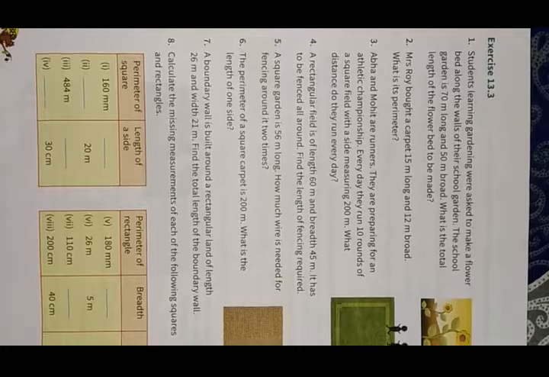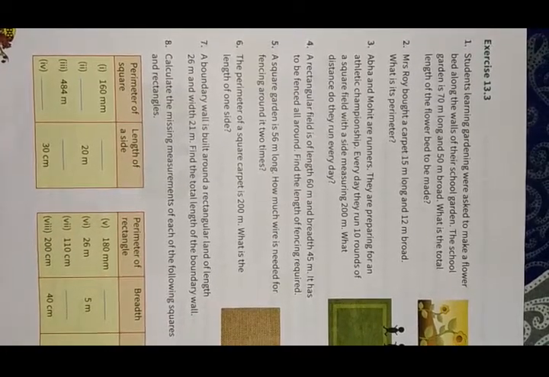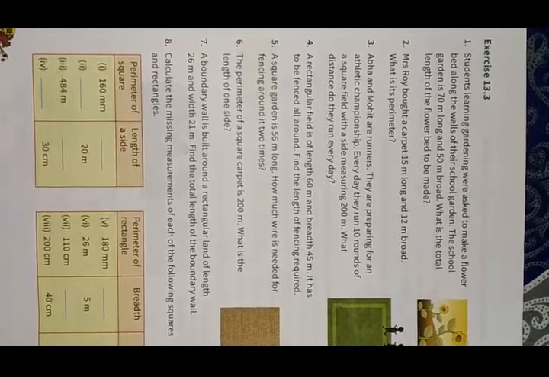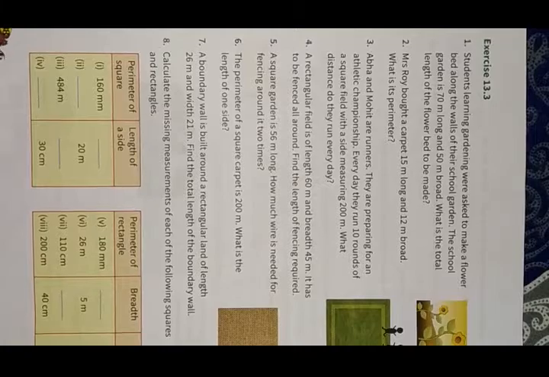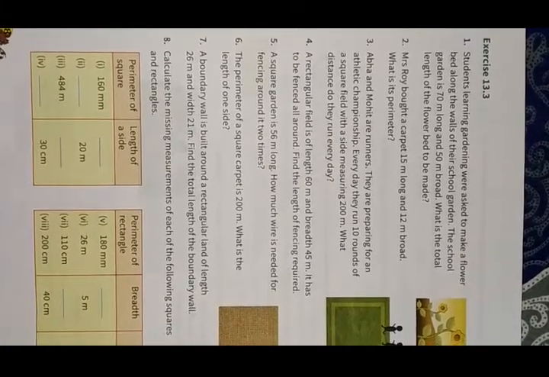Question number 3. Abha and Mohit are runners. They are preparing for an athletic championship. Every day they run 10 rounds of a square field with the side measuring 200 meter. What distance do they run every day?